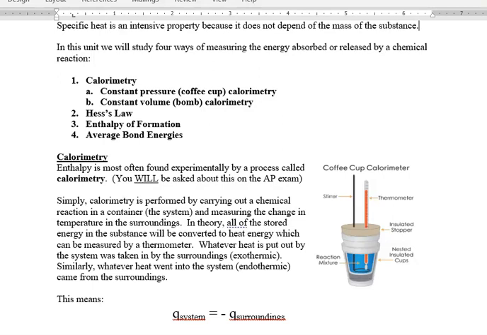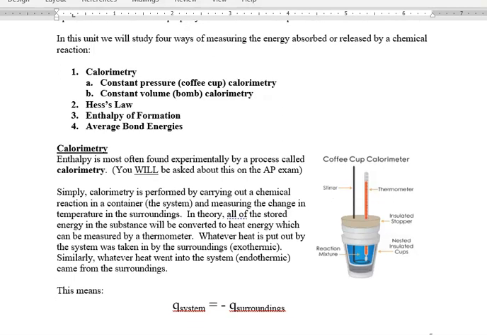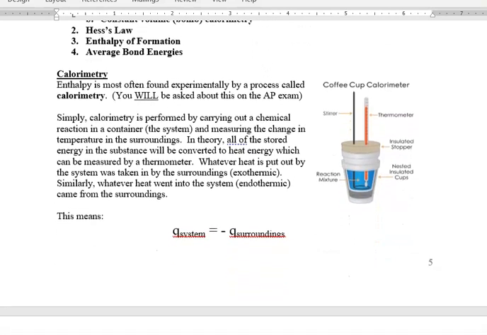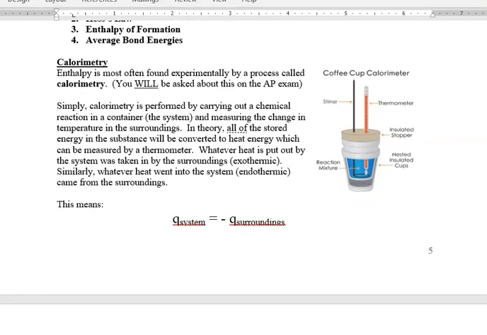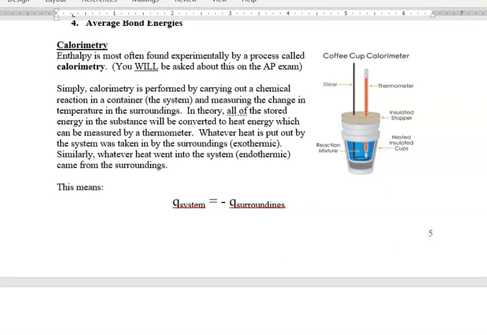Enthalpy is most often found experimentally by a process called calorimetry. That's really the only one of the 4 that we could actually do experimentally in a high school chemistry class. And you will be asked about this on the AP exam. Who knows about this exam, but there's a good chance. This is one of the lab techniques or experiments they'd like to ask about. Simply, calorimetry is performed by carrying out a chemical reaction in a container, the system, and measuring the change in temperature in the surroundings.